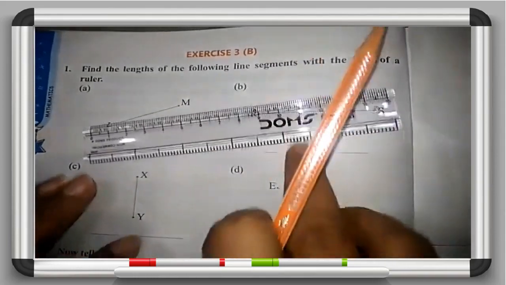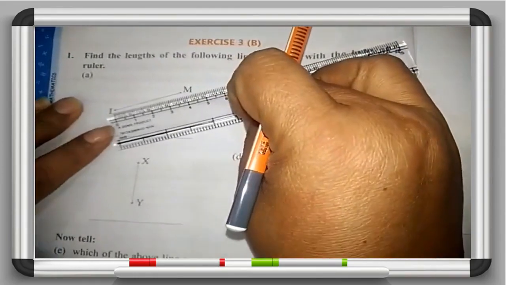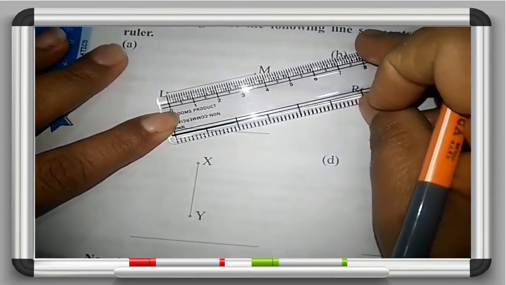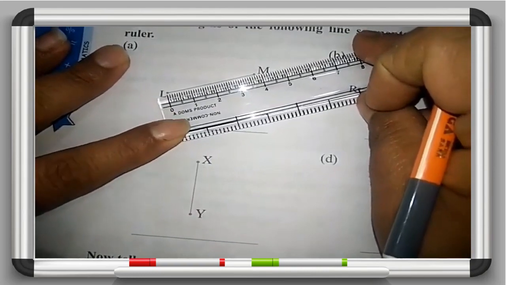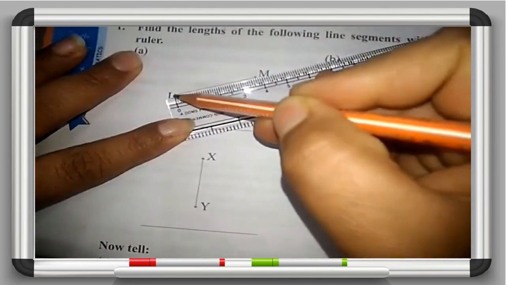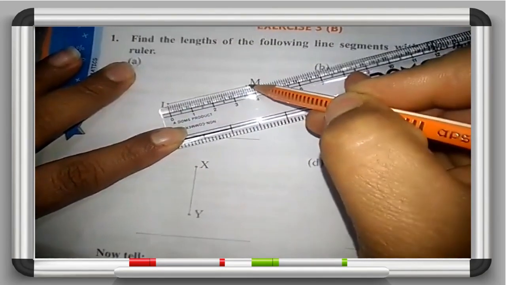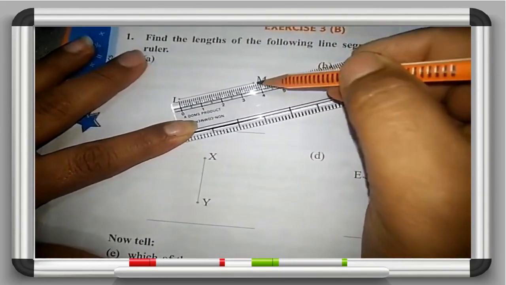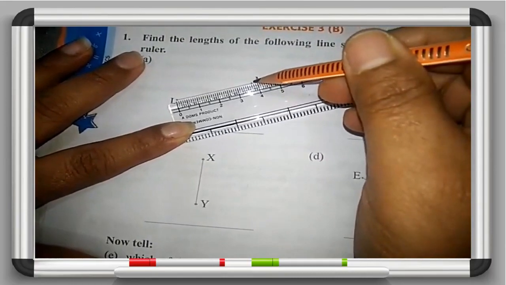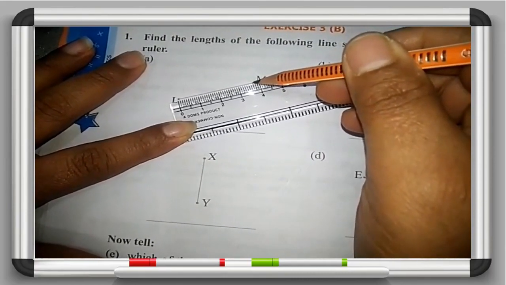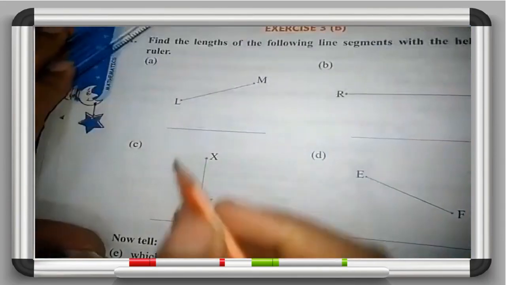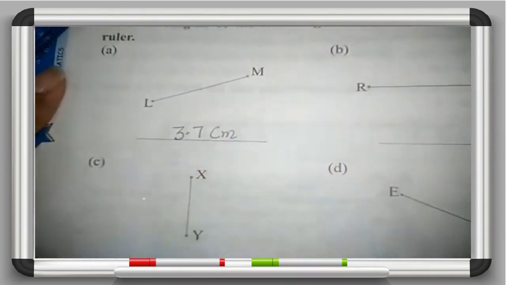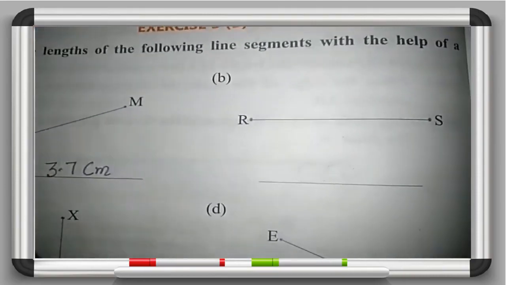So here we have a ruler. We will put this ruler on the line segment like this. Okay, we will put 0 on L and up to M we have to put the ruler, and now we have to find out the length. So the length of this LM line segment is 3.7 centimeters. So here we will write 3.7 centimeters.